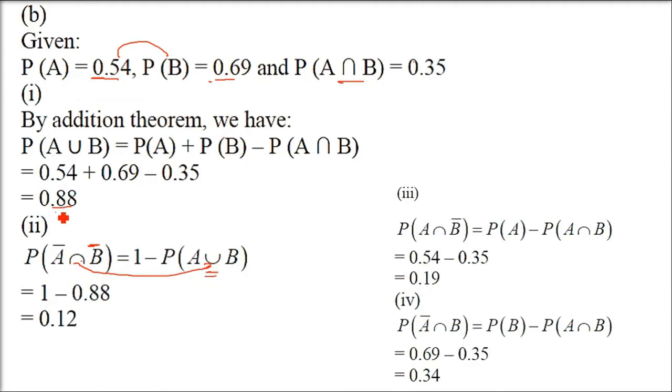Okay. So PA union B is already known to us, 0.88. 1 minus 0.88 is 0.12. PA intersection B complement, as I said, whichever is not having a complement, just put PA and subtract PA intersection B. This you have to do in both the questions. 0.54 minus 0.35, we already did that. So this is 0.19. Next is PA complement intersection B, PB minus PA intersection B. So it is 0.69 minus 0.35, 0.34 will come.